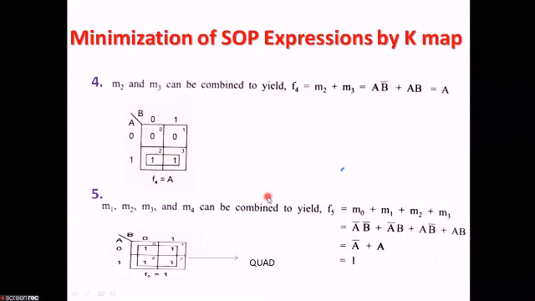So we have seen the 5 possible cases where we can do the pairing or the minimization techniques using the K-map. That is, how can we do the pairing? Here we have seen the Boolean algebra applications also, and also the K-maps. Now we will look into some examples where we can solve using the K-map techniques.